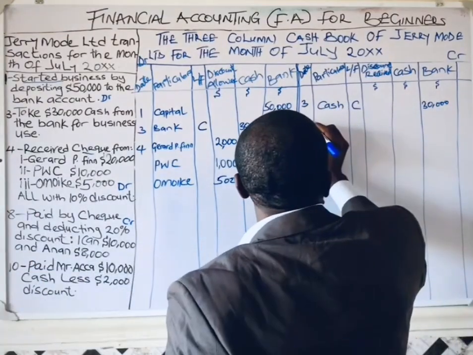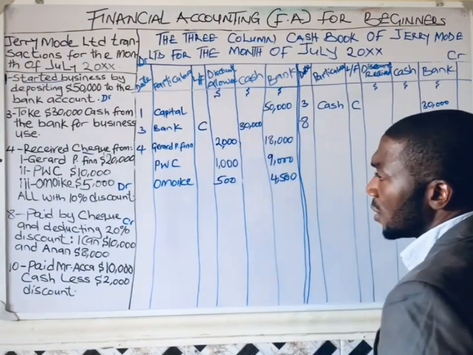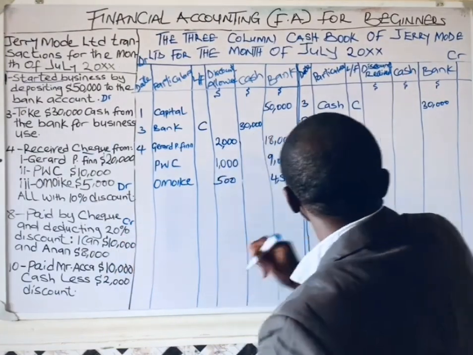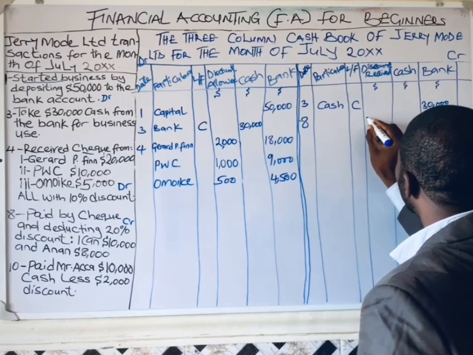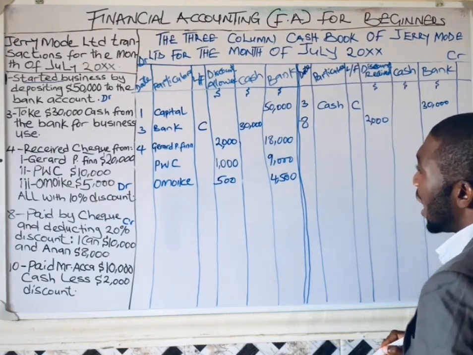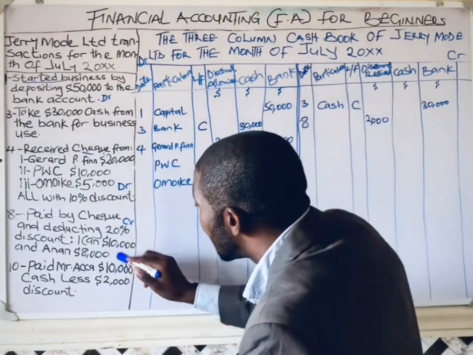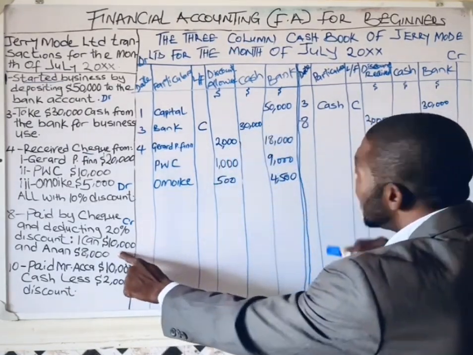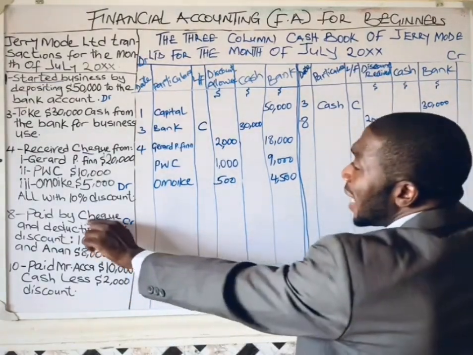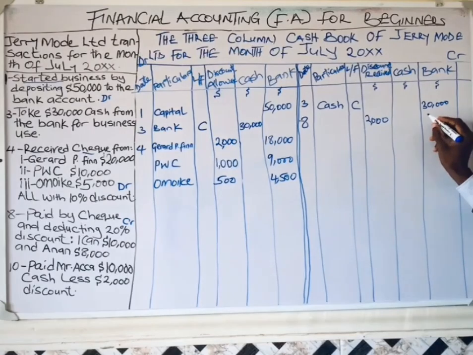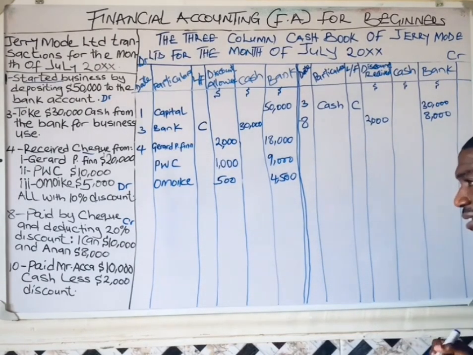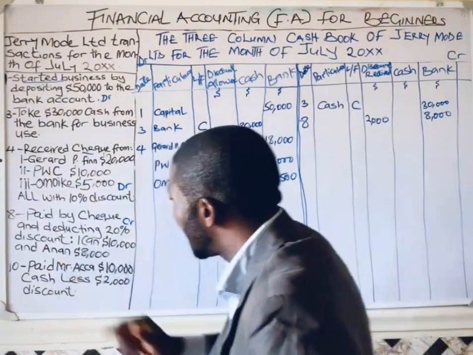On the 8th day of July, we received 20% of 10,000, which is 2,000. We received $2,000 as discount, and we're supposed to pay 10,000. So now we are paying 10,000 minus this discount. We are paying $8,000, but it is by check, so it is at your bank column. So we are paying $8,000. Simple as that.